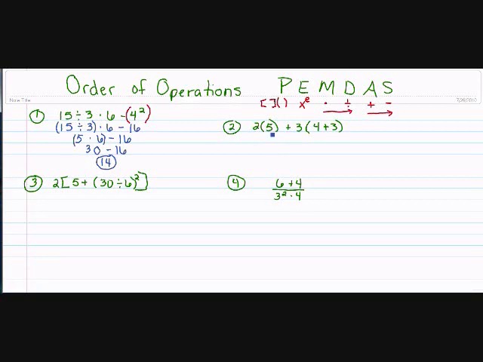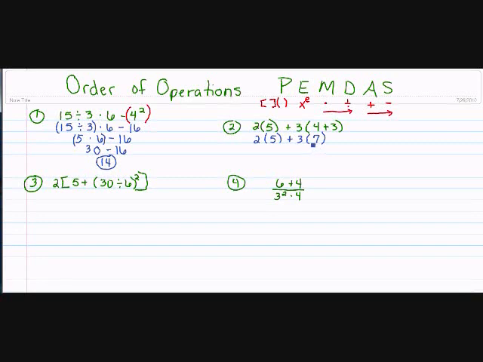Problem number 2. I don't have any operation inside that set of parentheses. And inside these parentheses, I have 4 plus 3. When I don't have an operation inside parentheses, I assume it's multiplication. And the same thing goes with brackets. So as I rewrite my problem, 2 times 5 plus 3 times, and I'm going to solve 4 plus 3, which is 7.